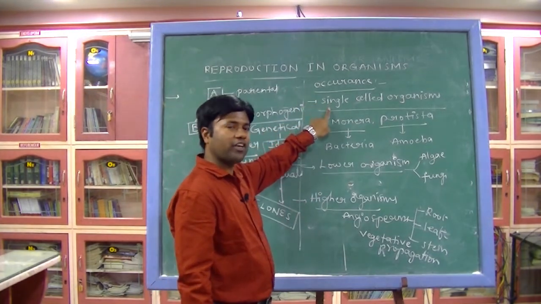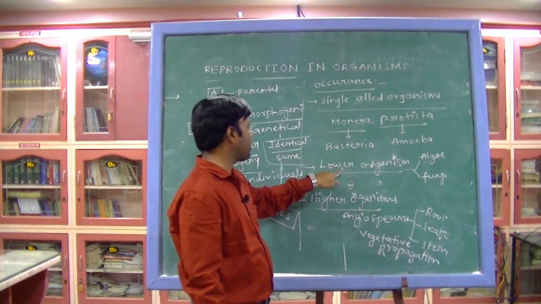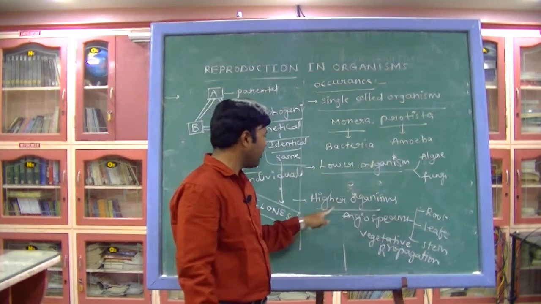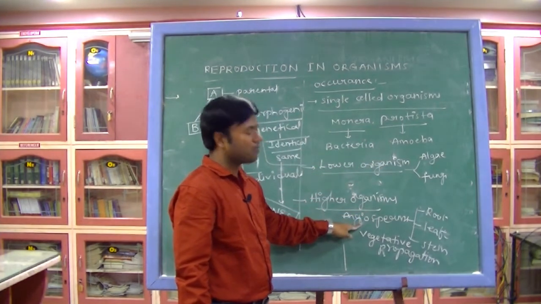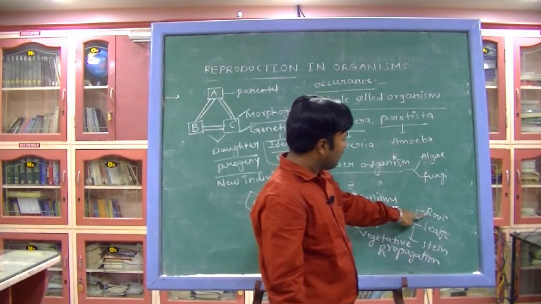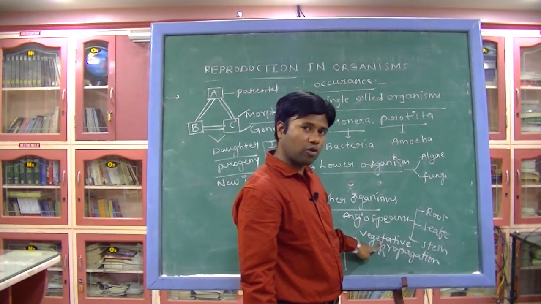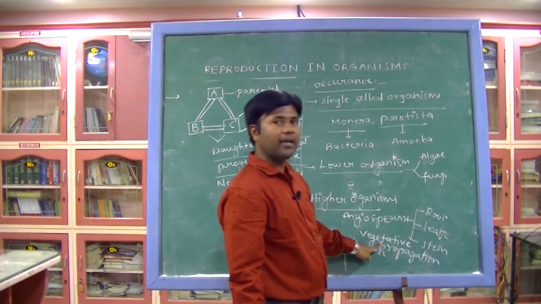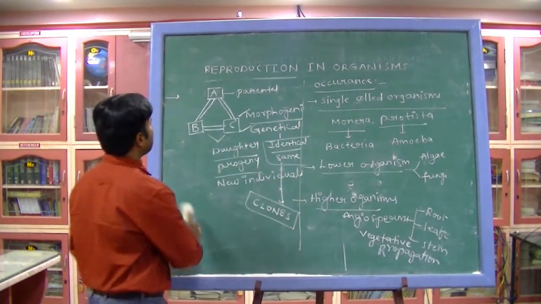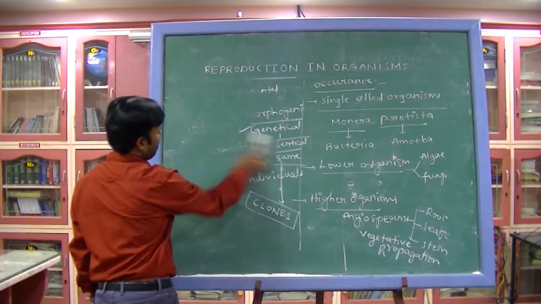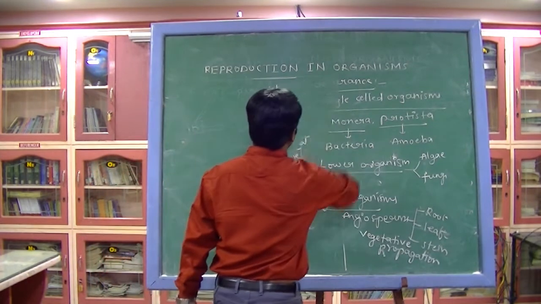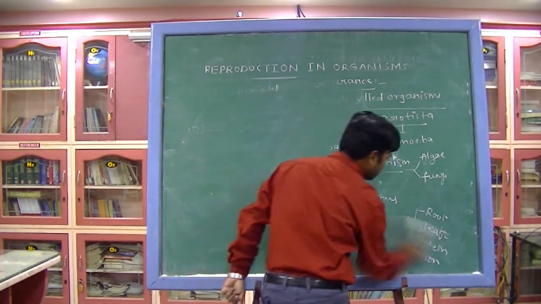In single-celled organisms, we are able to see the asexual mode of reproduction. Lower organisms like algae and fungi, and higher organisms, even angiosperms, if you take root, leaf, stem, these are the vegetative parts. Through them, vegetative propagation will take place. Next, let us see what are the different types of asexual mode of reproduction.